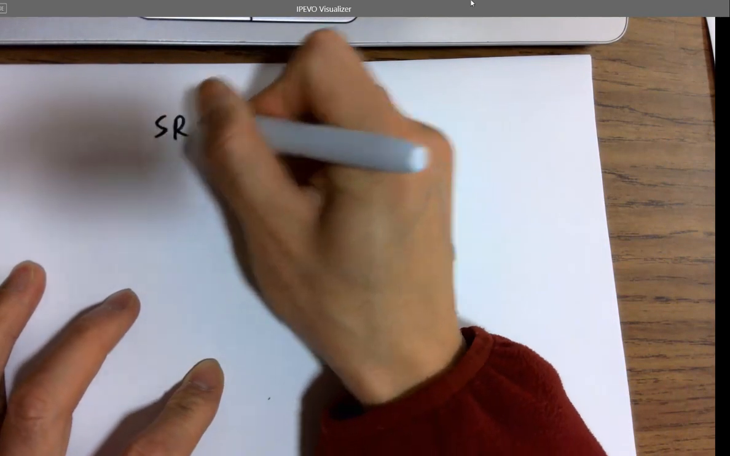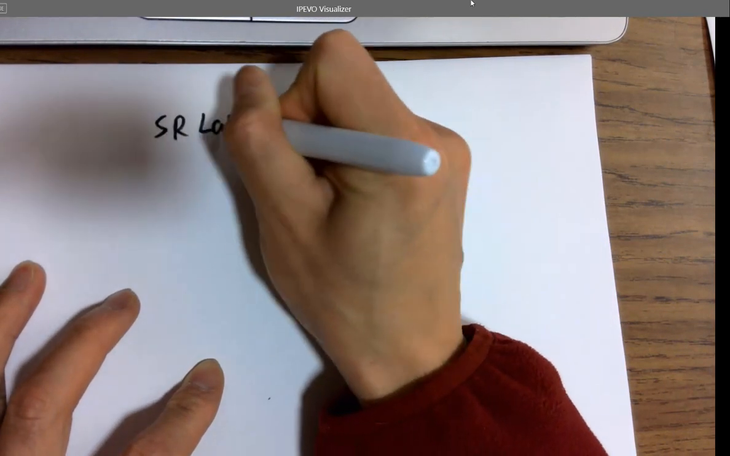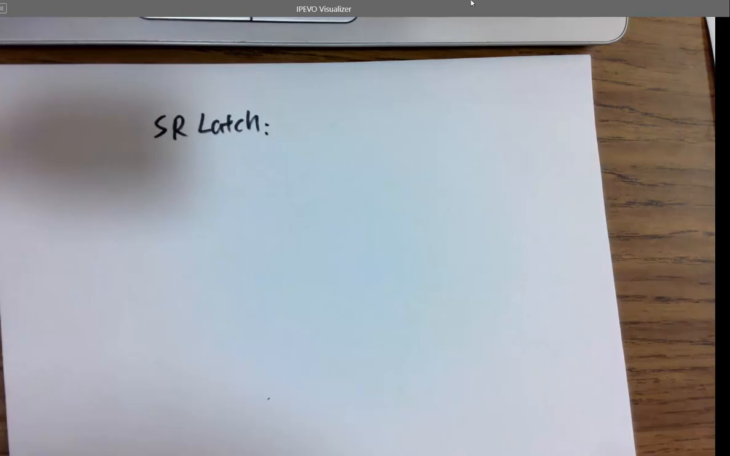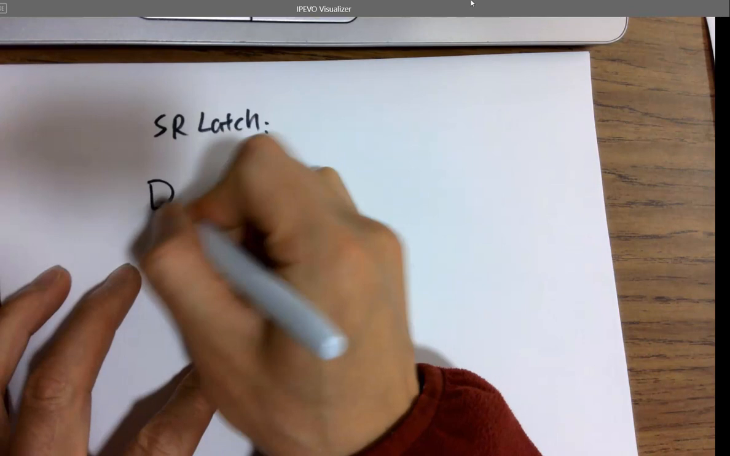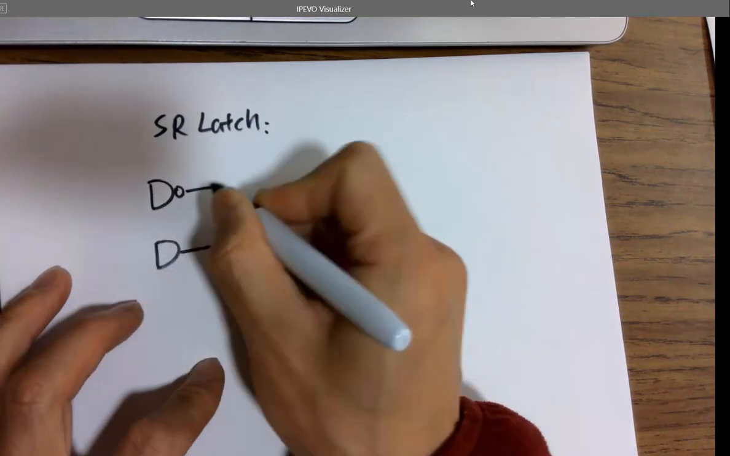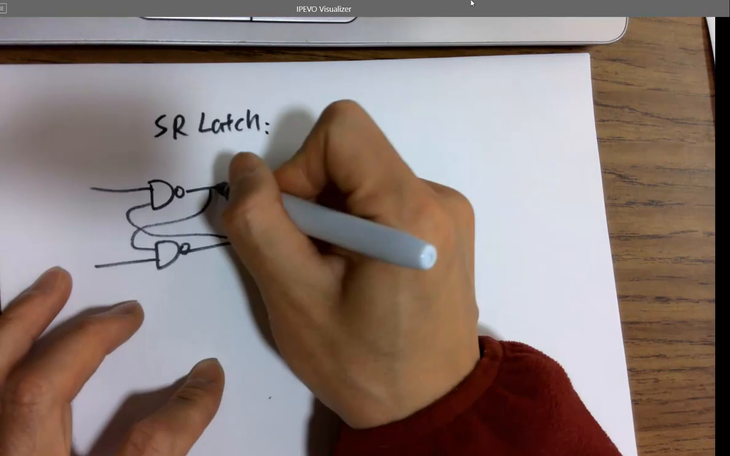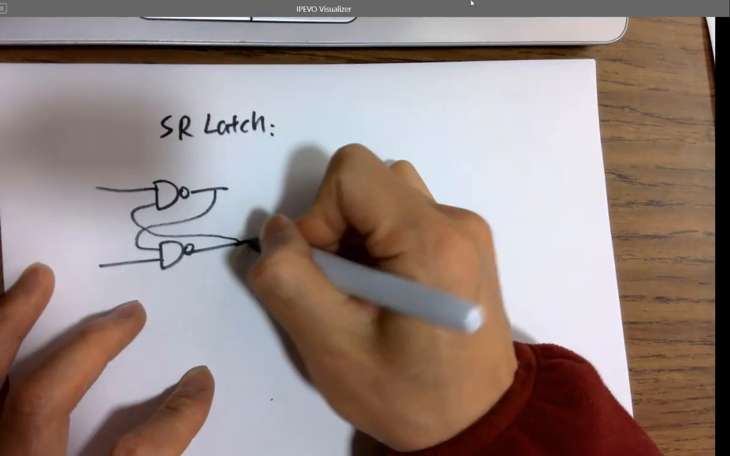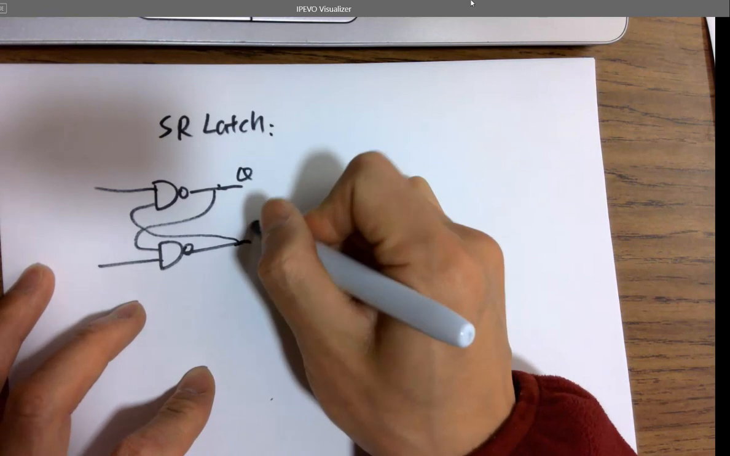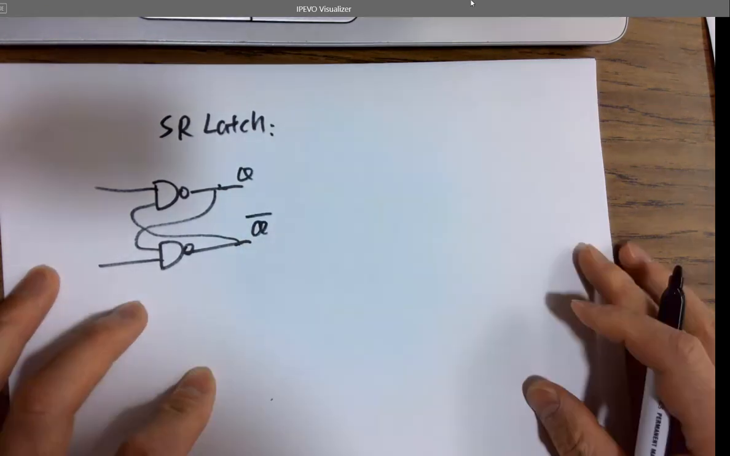For the SR latch, you can use either NOR gates or NAND gates. If you use NAND gates, the bubble here is feeding back to the 2 inputs. So if I'm defining that this is output Q and this is Q bar, Q not, okay?